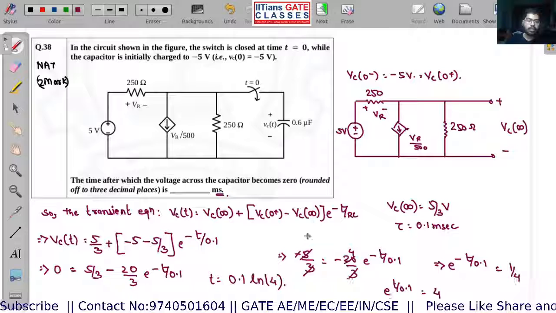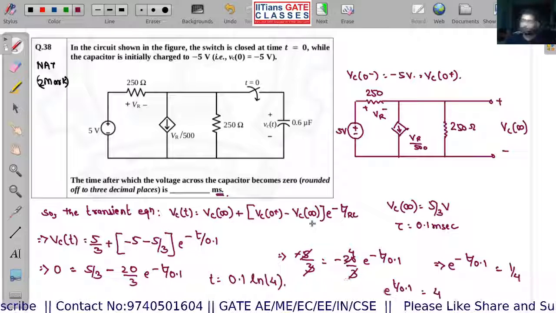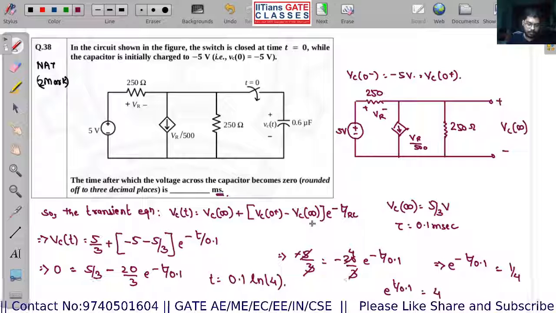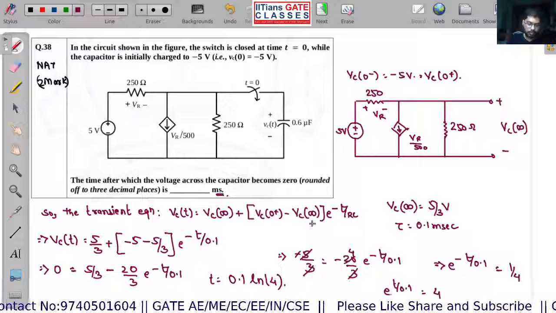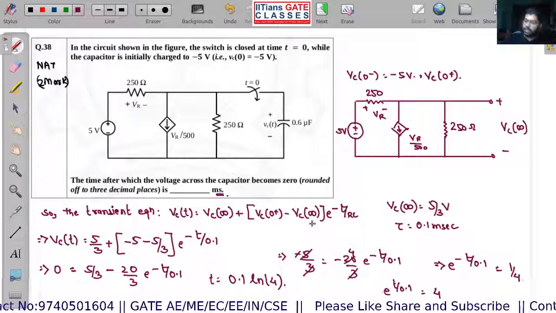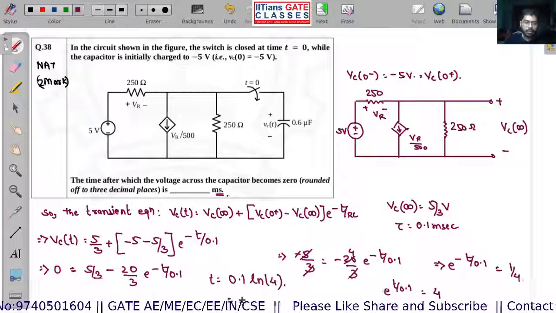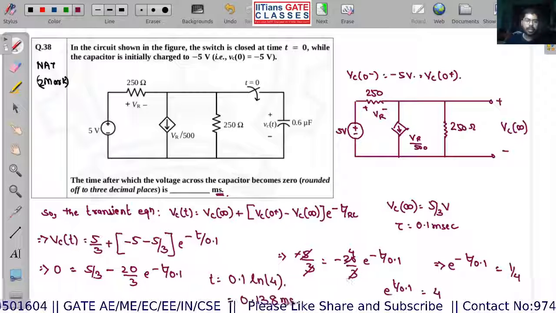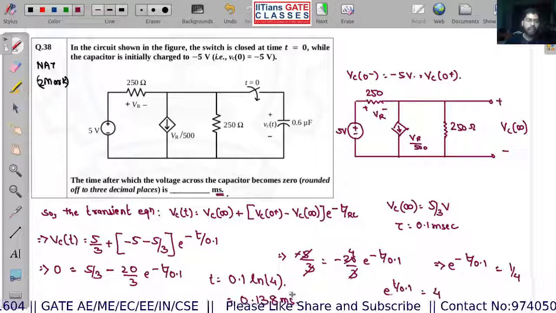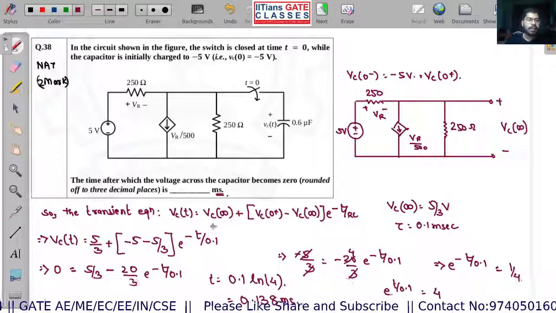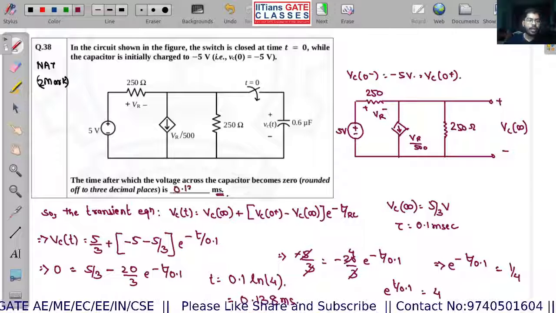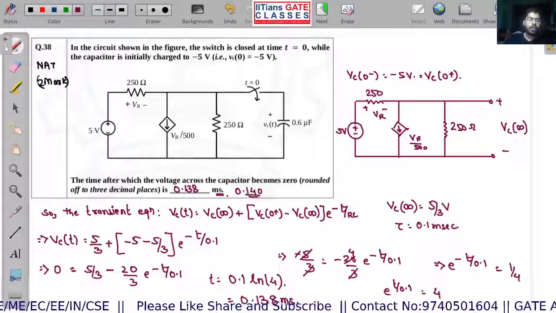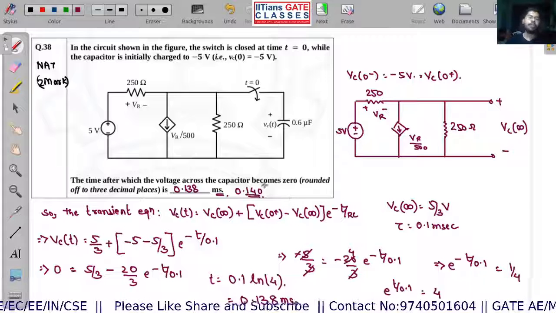Okay. So let me solve this. What is the answer we get? Let me check. So for this we are going to use calculator. It comes out nearly 0.138 millisecond. Okay, 0.138 millisecond. So they have asked rounded off to 3 decimal place. So you can write the answer as 0.138, or you can write 0.140 also.